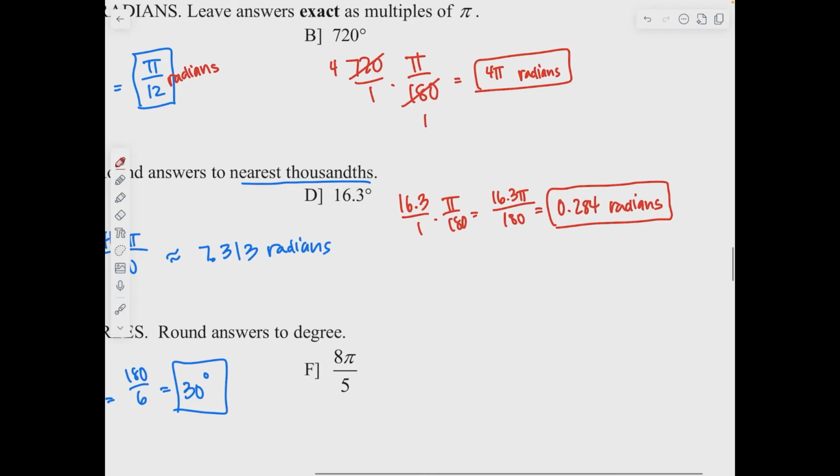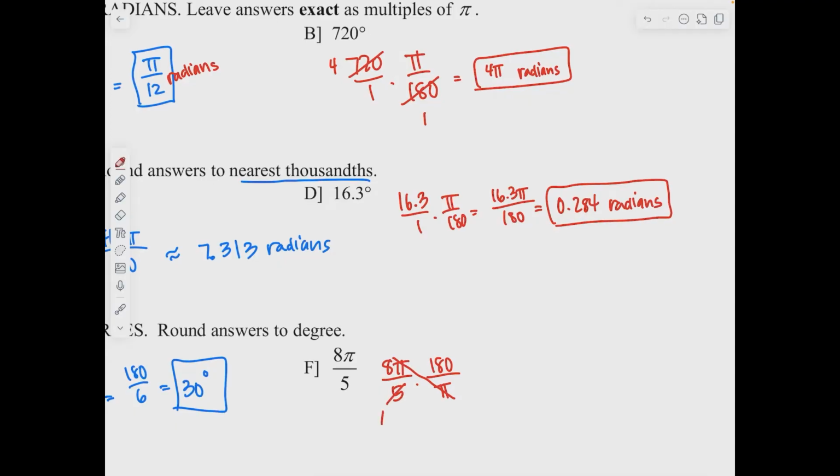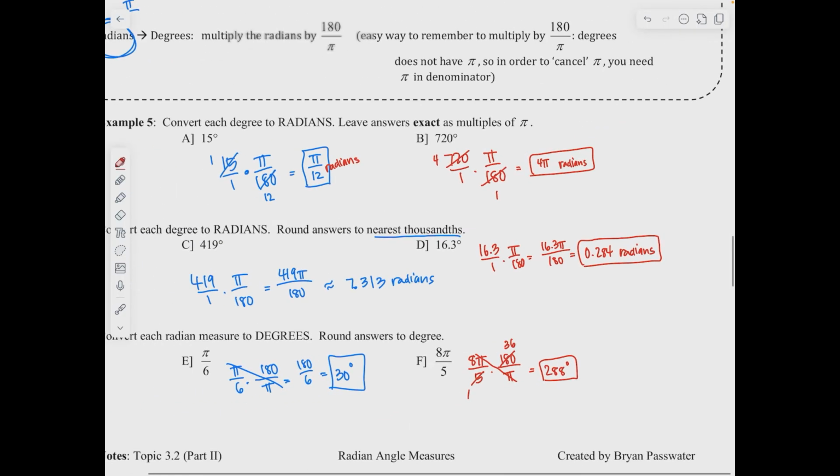And then for my third one, I have 8 pi over 5. So again, if I'm going to go from radian to degree, in order to get rid of the pi in the numerator, you need a pi in the denominator. So these will cancel out. 5 goes into 5 one time. 5 goes into 180 36 times. So I have 36 times 8. So 36 times 8 leaves me with 288 degrees. Okay, so if there's a degree symbol, we're talking about degrees.